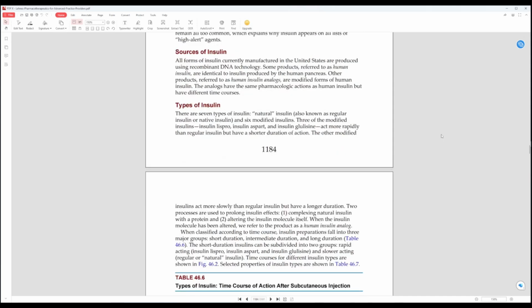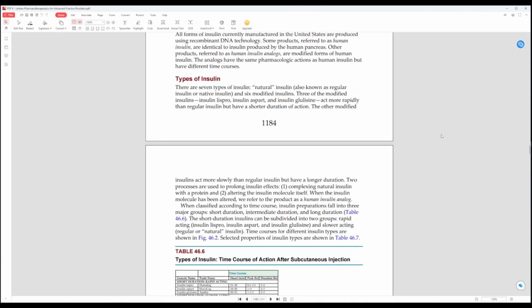Sources of insulin. All forms of insulin currently manufactured in the US are produced by using recombinant DNA technology. Some products, referred to as human insulin, are identical to insulin produced by the human pancreas. Other products, referred to as human insulin analogs, are modified forms of human insulin. The analogs have the same pharmacologic action as human insulin, but have a different time course.